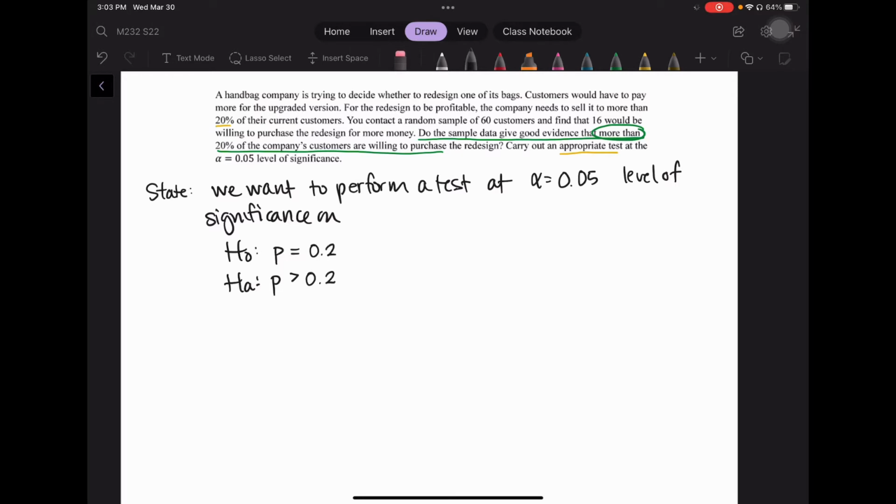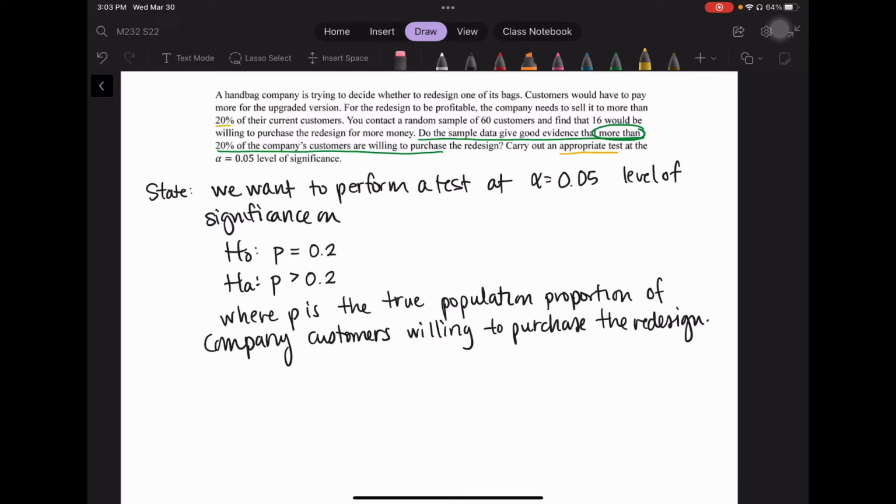I need to define p, where p is the true population proportion value of company customers that are willing to purchase the redesign. Let's double check and make sure we have everything. Do we have the symbolic statement of the null and the alternative hypothesis with the appropriate parameter? Yes, we have the null with the alternative, we have the parameter here, and we have the hypothesized value. Do we have the parameter in context? Yes, we do here with this p here, and then we have our level of significance.